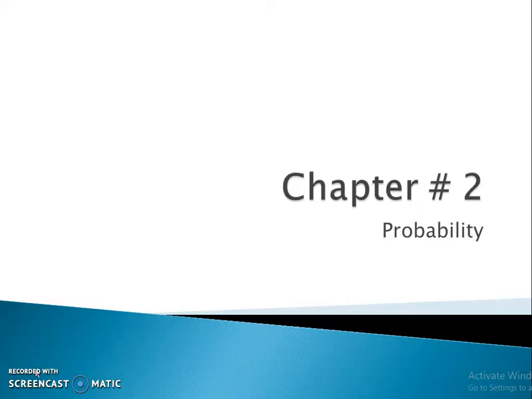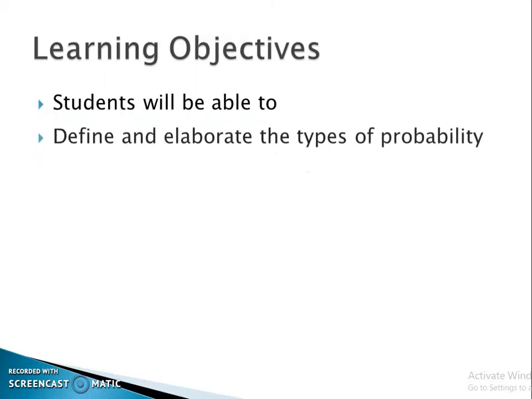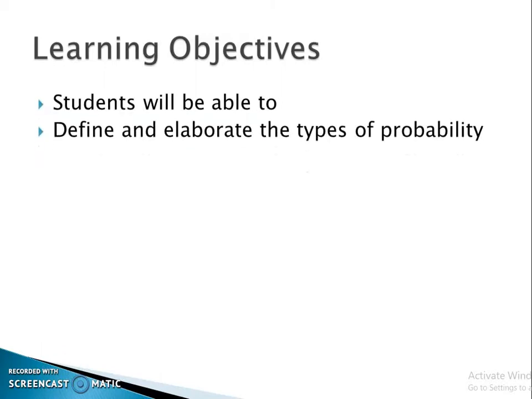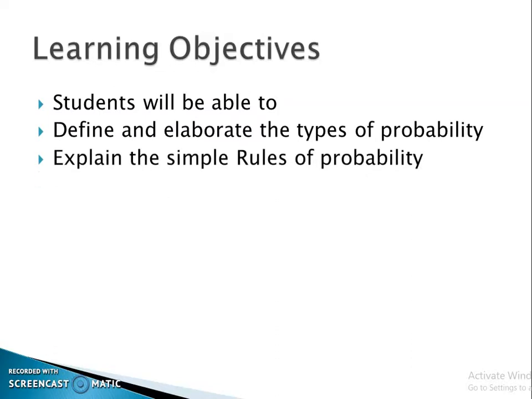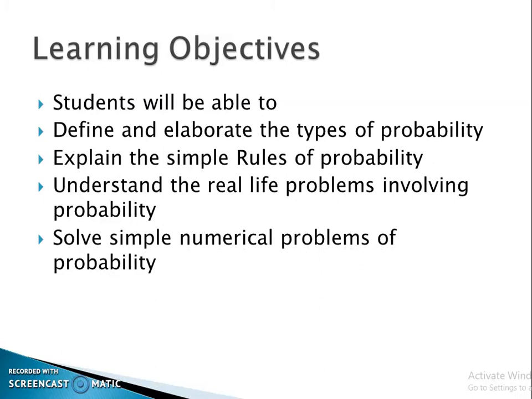Our today's topic is again probability from chapter number 2. Let's have more details about probability. Learning objectives: the students will be able to define and elaborate the types of probability, to explain the simple rules of probability, to understand the real-life problems involving probability, and to solve simple numerical problems of probability.